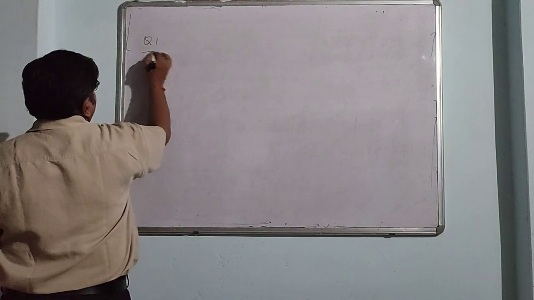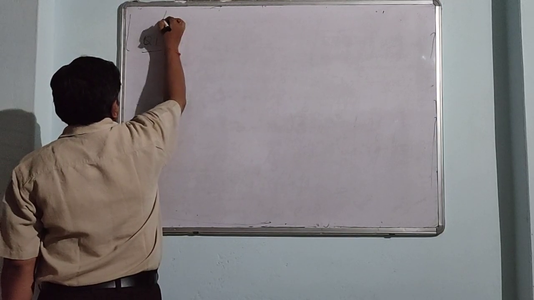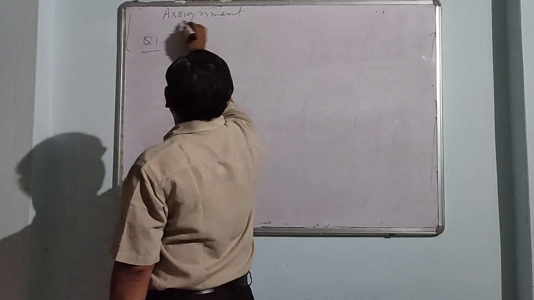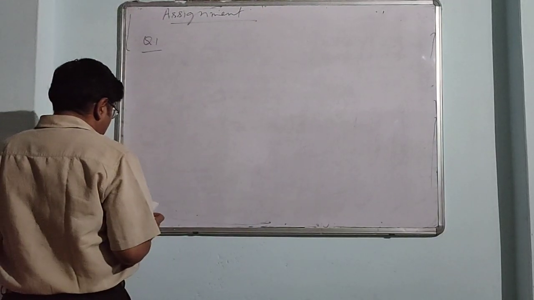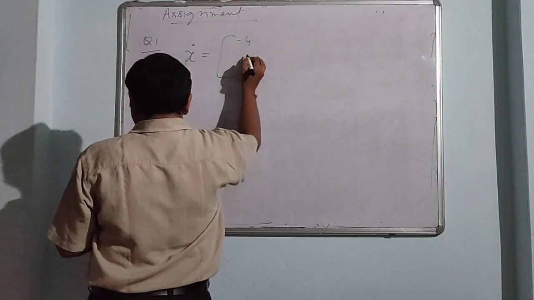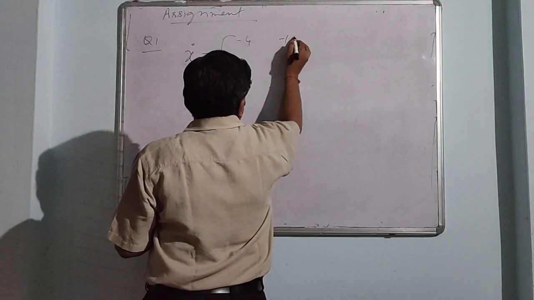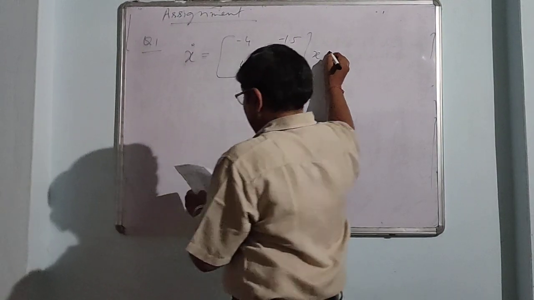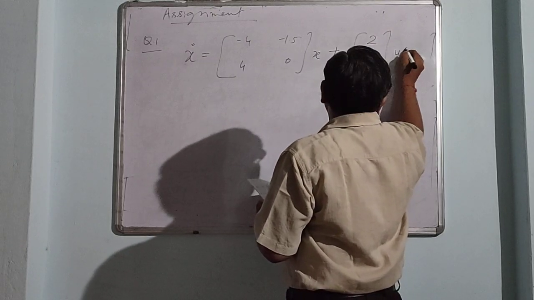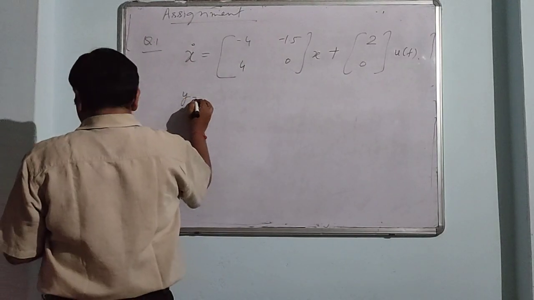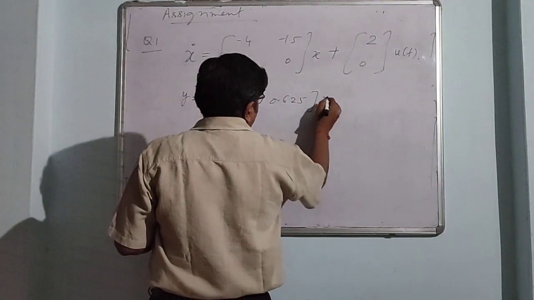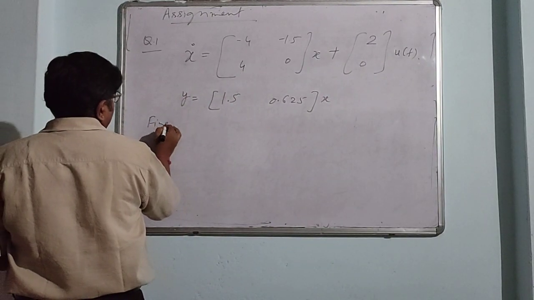Question number 1 is: x dot equals minus 4, minus 1.5, 0, plus 2, 0, u, and output is given as y equals 1.5, 0.625 x. Find the transfer function.